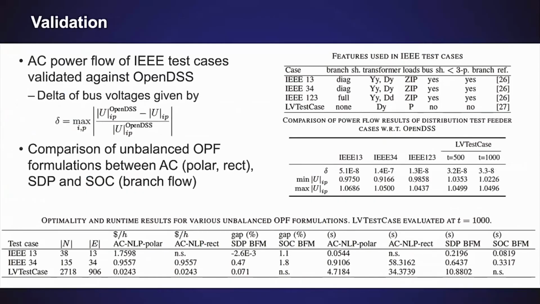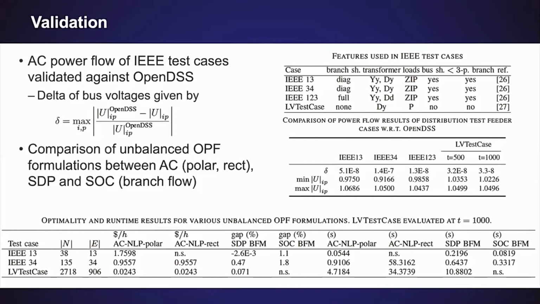In order to validate our mathematical models, we performed comparisons of the AC power flow between PowerModels distribution and OpenDSS on several IEEE test cases. And we showed the voltage deltas across these networks, so the comparison between the OpenDSS values and our voltage values on each bus. We show those voltage differences to be small, less than 1E-7 for each of the cases, as you can see in this central table here.